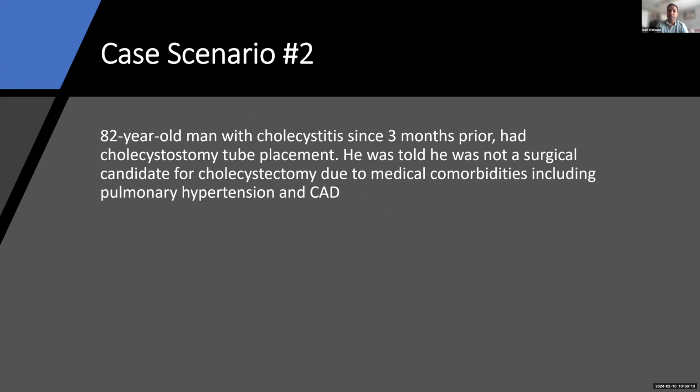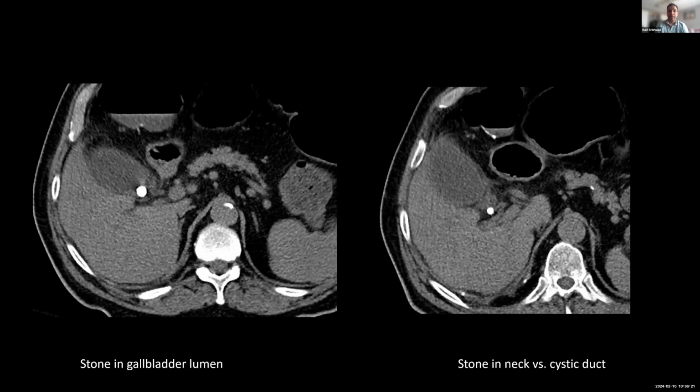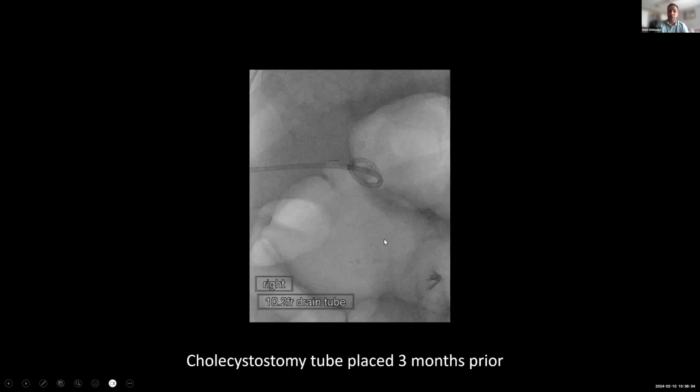Here's another one, an 82-year-old man with a history of cholecystitis, and he had multiple medical comorbidities, so he couldn't get his gallbladder out surgically. Here you can see this stone sitting in the gallbladder neck, and then also a stone in the cystic duct. So here we can be extraordinarily helpful. This patient couldn't get his gallbladder out surgically, and we have an option of doing a percutaneous intervention.